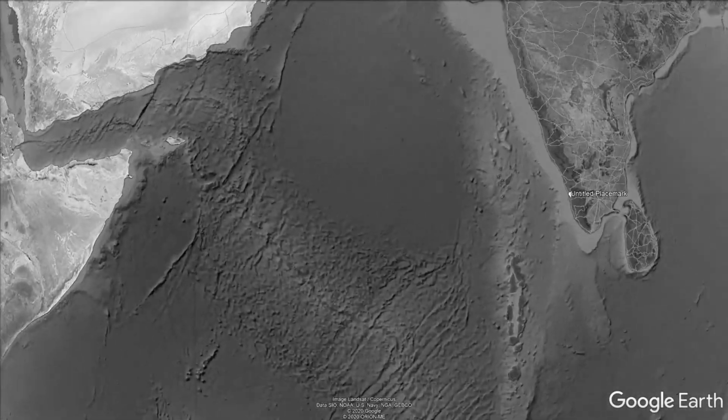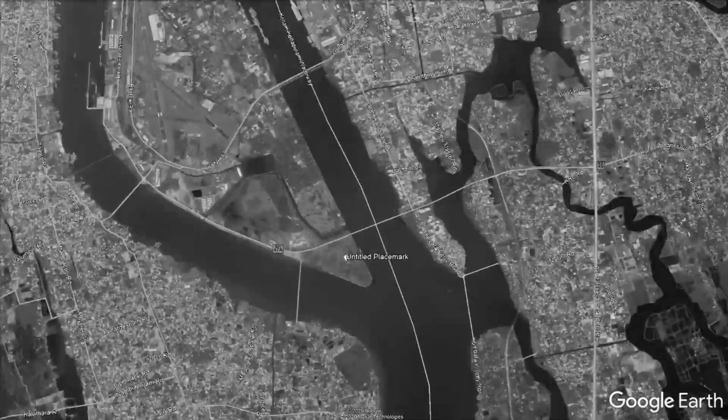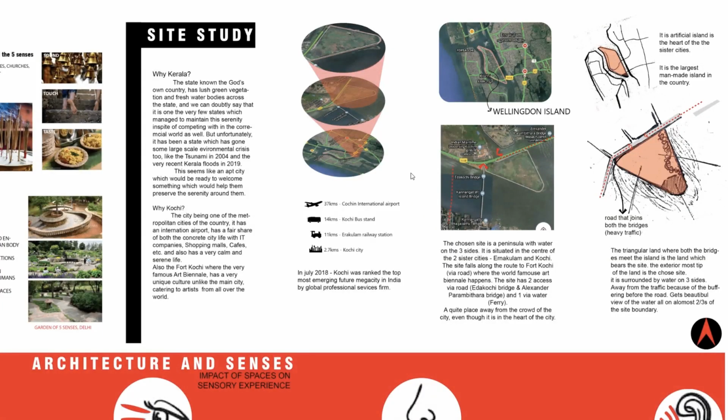I've chosen my site in Willingdon Island, Kerala, which lies between the sister cities Ernakulam and Cochin. Ernakulam is the hub of the state, which is crowded and filled with IT parks, airports, metro stations, etc. It's more like a mega city. And then Cochin is calm and less crowded compared to the city. It still retains most of the natural vegetation and features around it, and it has a very unique culture unlike Ernakulam. So between these two contrasting cities lies Willingdon Island.